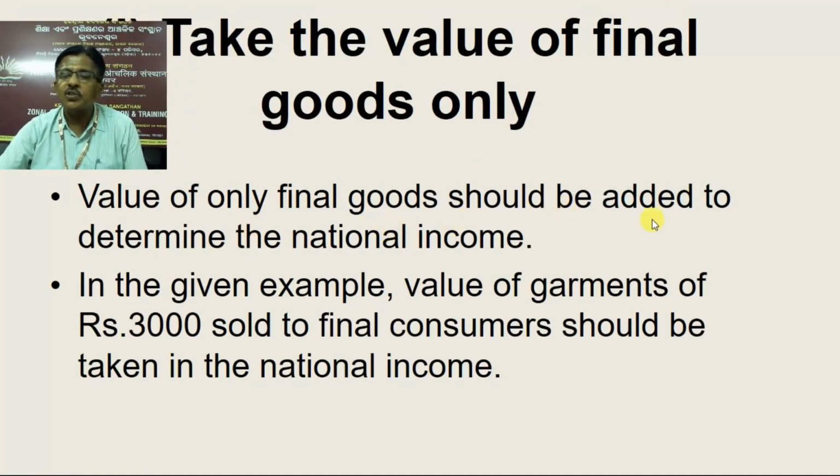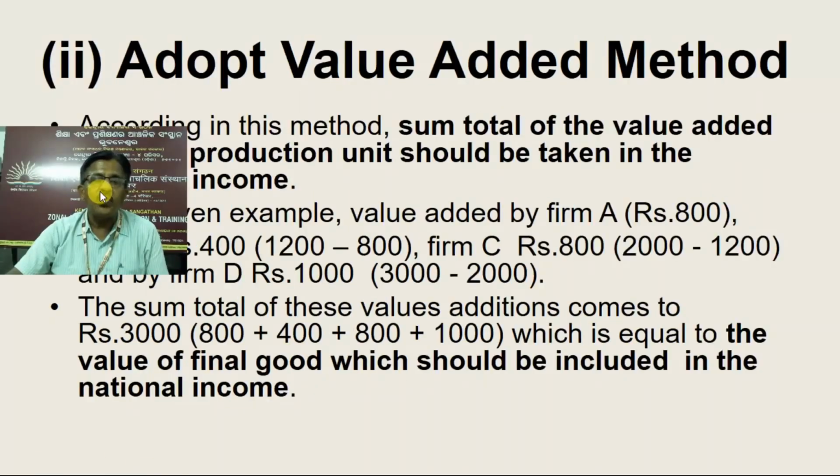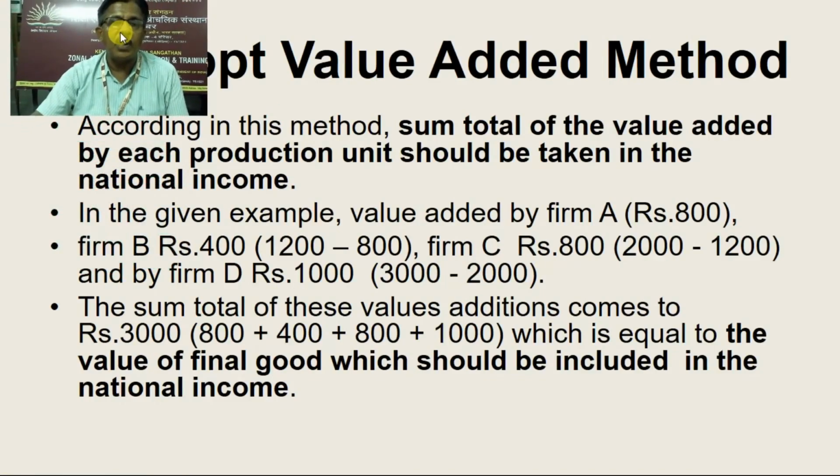Value of only final goods should be added to determine the national income. That means we have to remember that we have to take the value of final goods for the estimation of national income. In the given example, the value of garments of rupees 3000 sold to final consumers should be taken in the national income. The second way is to adopt the value added method to avoid the problem of double counting. Accordingly, in this method, the sum total of the value added by each production unit should be taken in the national income.